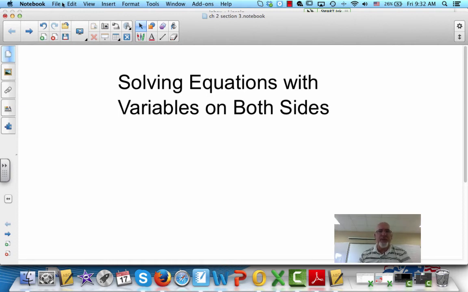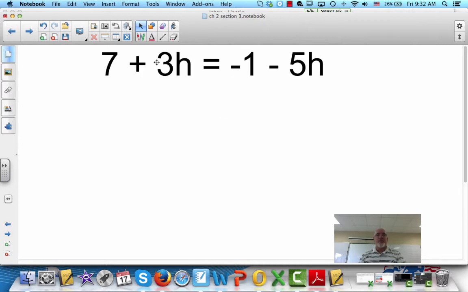Solving equations with variables on both sides. Okay, what you've been doing in the past is you've had something like 7 plus 3h equals negative 1, and you've had to isolate the variable by getting rid of this 7. But now you've got 7 plus 3h equals negative 1 minus 5h. You've got an h on both sides also.